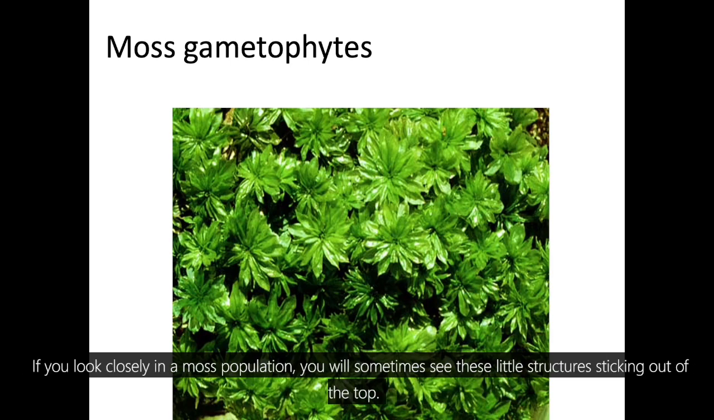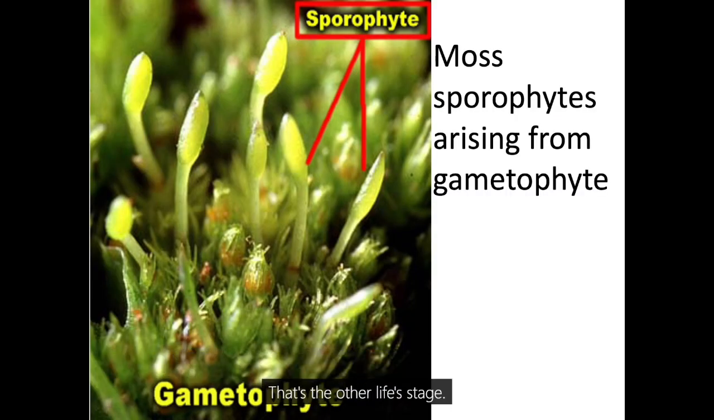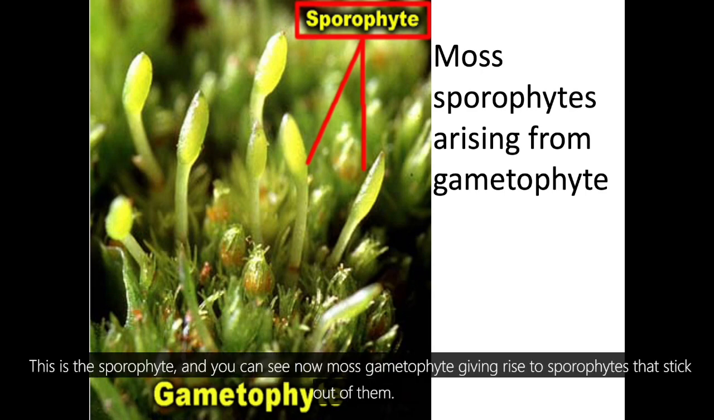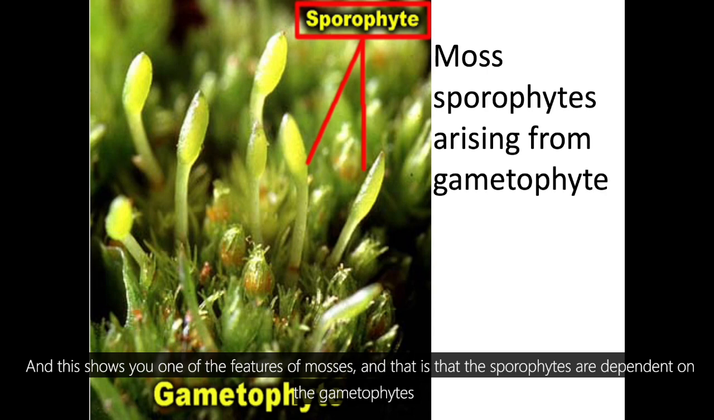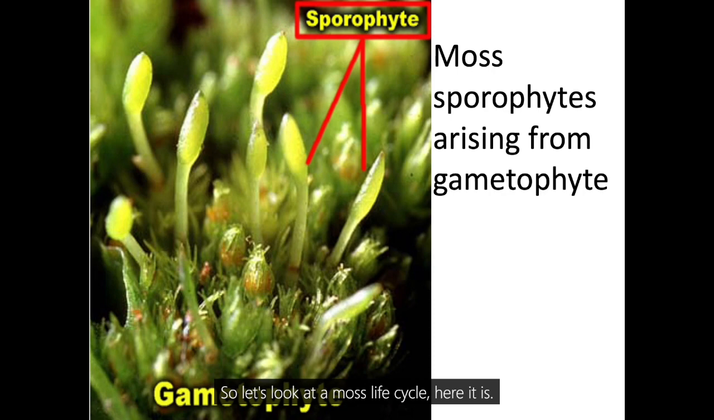If you look closely in a moss population, you will sometimes see these little structures sticking out of the top. That's the other life stage. This is the sporophyte. And you can see now moss gametophytes giving rise to sporophytes that stick out of them. And this shows you one of the features of mosses, and that is that the sporophytes are dependent on the gametophytes. The gametophyte is dominant, the sporophyte is short-lived and lives off the gametophyte.